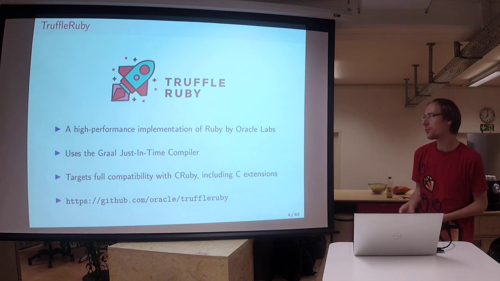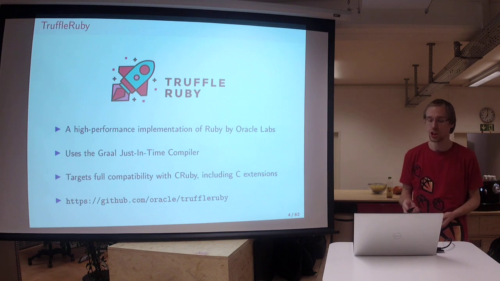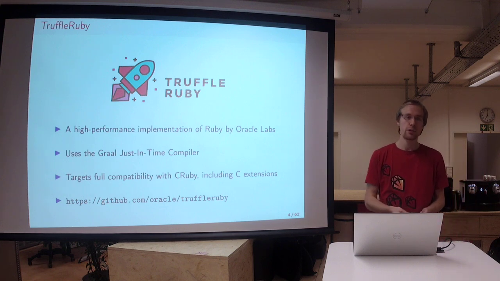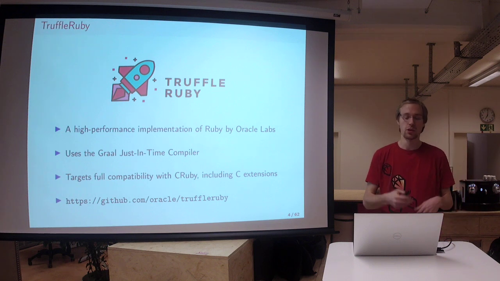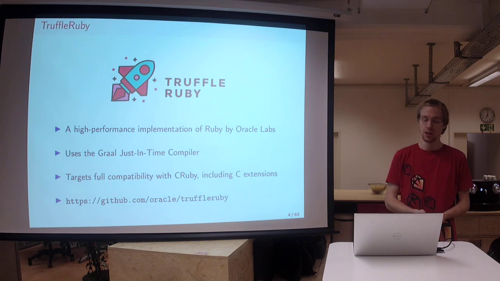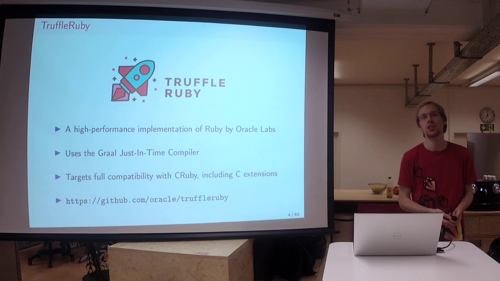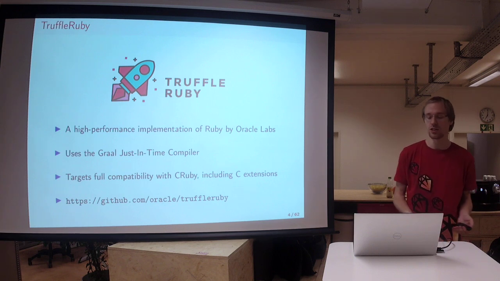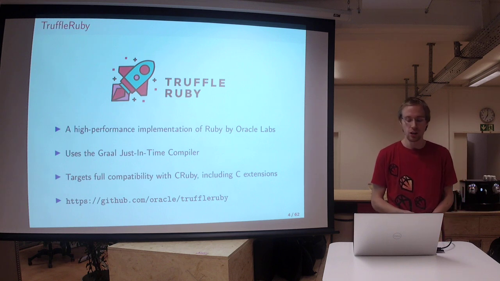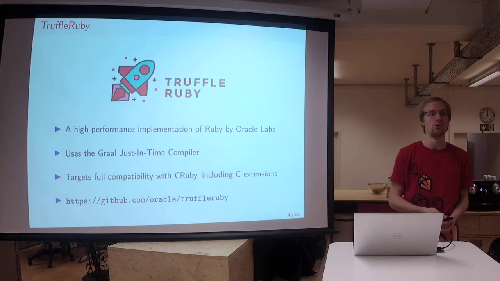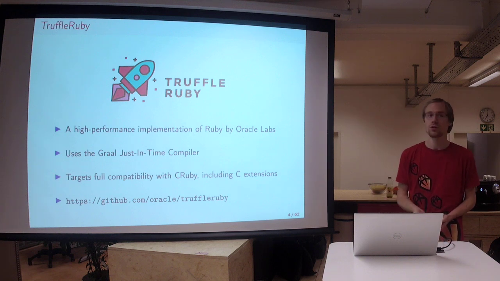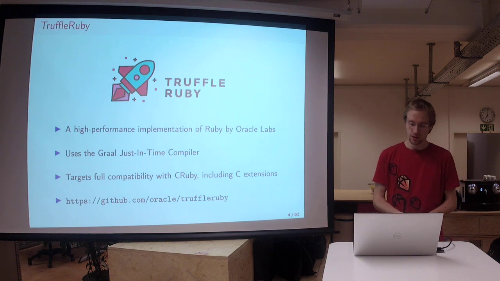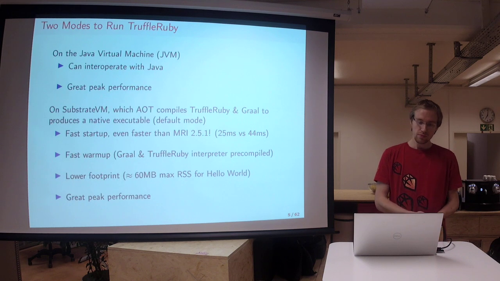We use the Graal just-in-time compiler, which is what helps achieve this. And we target full compatibility with CRuby. There are very few exceptions. We always try to be as compatible as possible. This means we also run C extensions, because a lot of Rails apps and Ruby applications use them, and there's just no easy replacement. So we want to run that, and we actually support quite a bit of that. It's all on GitHub, it's open source, you can check it later if you want to.